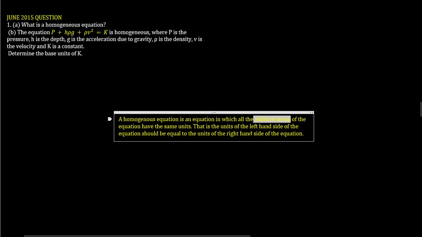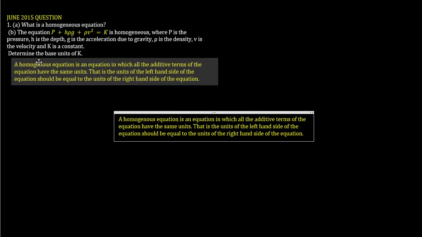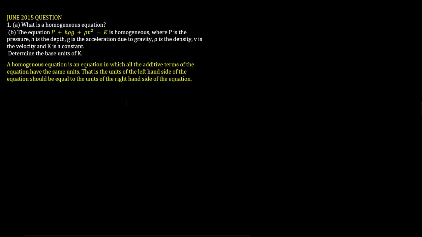So additive terms is very important to note. It makes us understand that every term in a given equation should have the same unit, because we cannot sum one cocoyam and 2 apples. It's impossible. 1 cocoyam plus 2 apples we cannot say is equal to 2 apples. So in order for us to sum terms in a given equation, we have to make sure that they have the same base unit. And so that's the definition of a homogeneous equation.